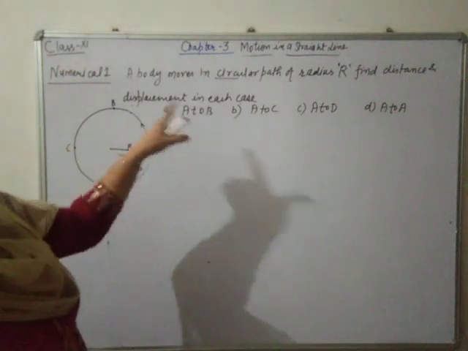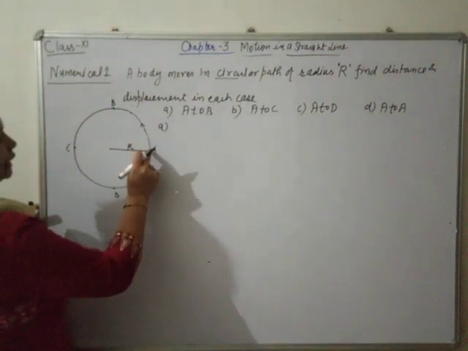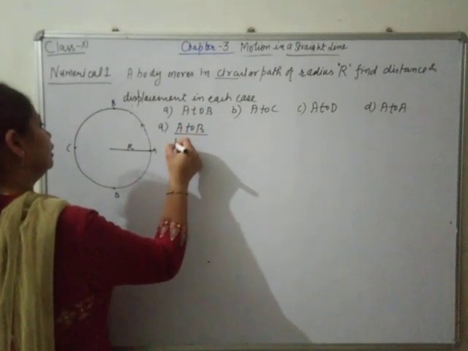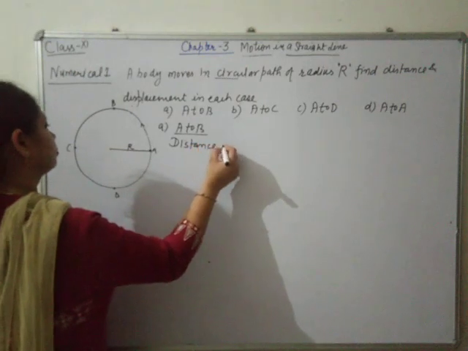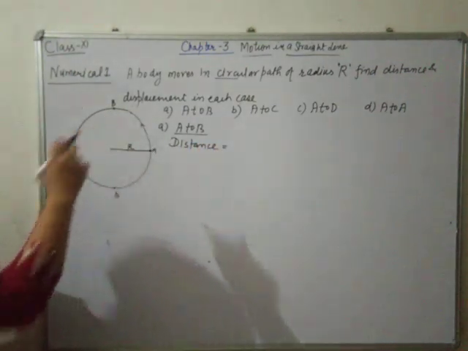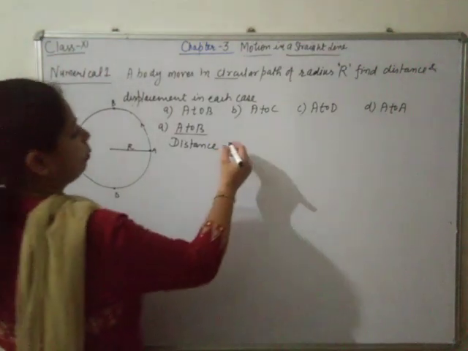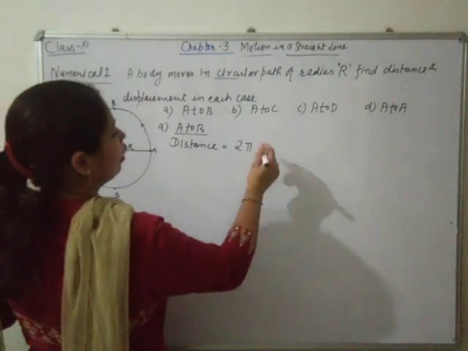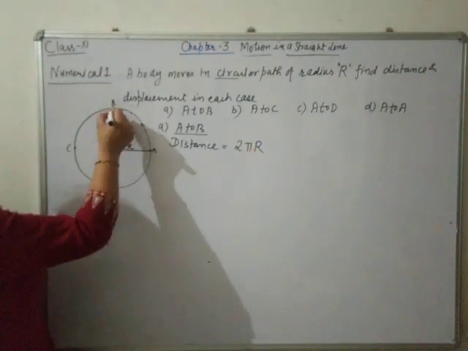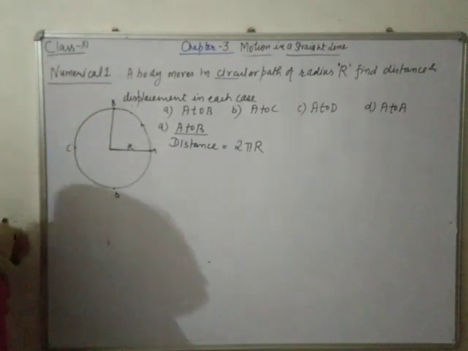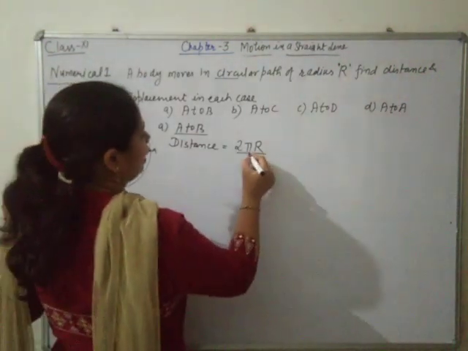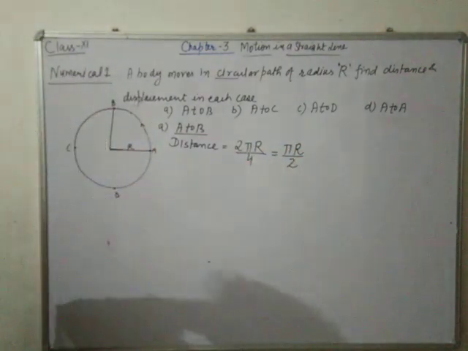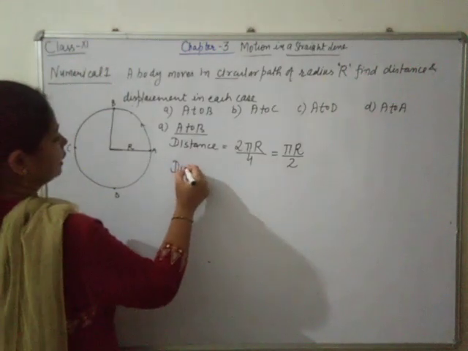We have to find out distance and displacement. It is the initial position, it is the final position. For A to B, distance. For a complete circle, the distance will be 2 pi r, that is the circumference of the circle. But while covering 1/4, that is a quadrant. Quadrant means 1/4 of a circle, it will be equal to 2 pi r by 4, that is pi r by 2. Now, what will be displacement in this case?